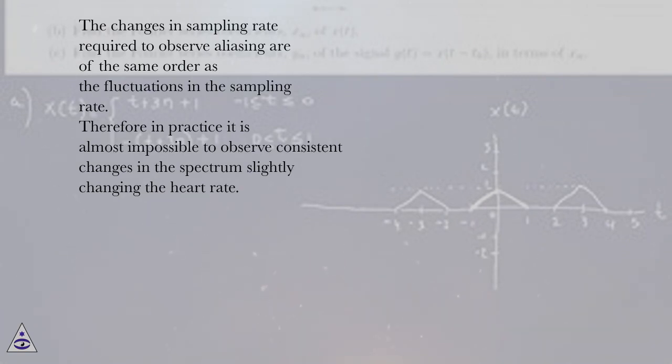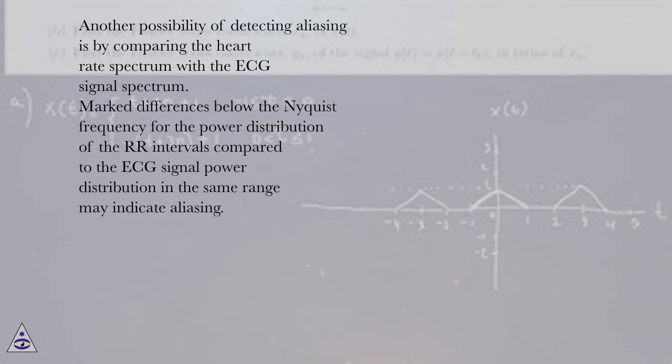heart rate. Another possibility of detecting aliasing is by comparing the heart rate spectrum with the ECG signal spectrum. Marked differences below the Nyquist frequency for the power distribution of the RR intervals compared to the ECG signal power distribution in the same range may indicate aliasing. But we do not have yet a sound basis to treat this problem.